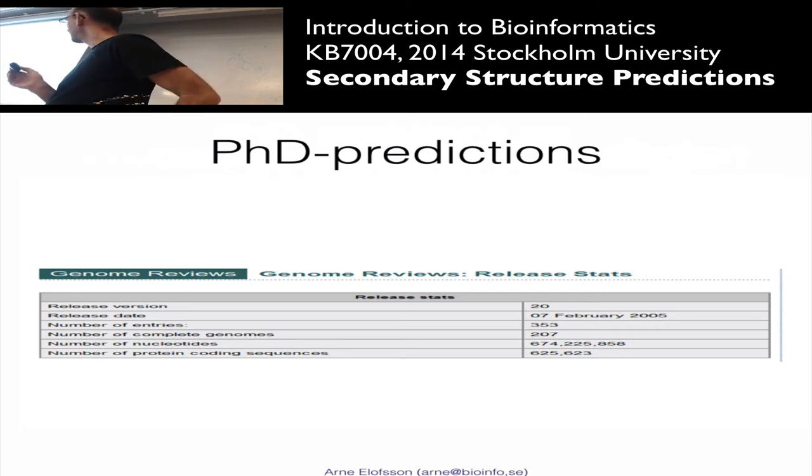So this is the number of predictions that have been done for some servers, which have been used a million times.